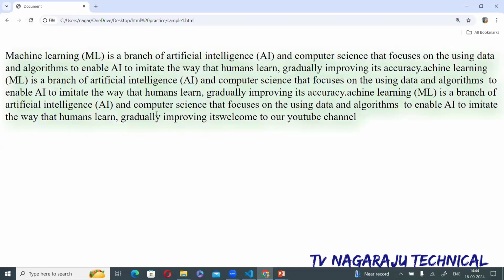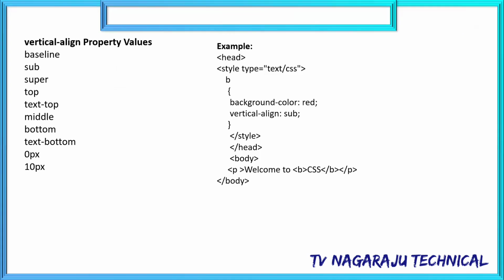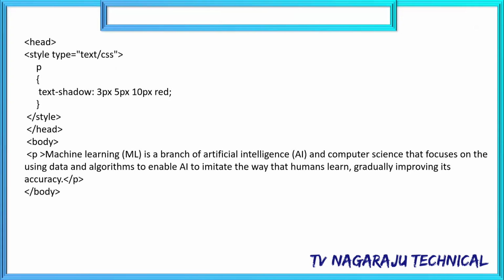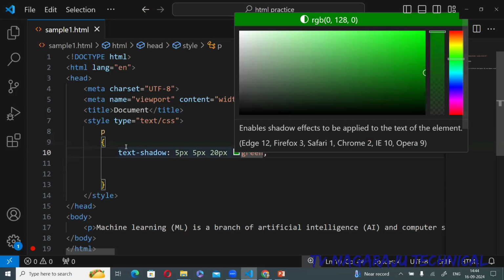Do you observe the shadows? The color is green, and for the top, below, bottom, all these we are applying different shadow properties. See this one. See here the 3 pixel. For example, here 3 pixel above the text, 5 pixel below, 5 pixel on the left side, 10 pixel on the right side. Color is red here. In my example, I gave some green color.